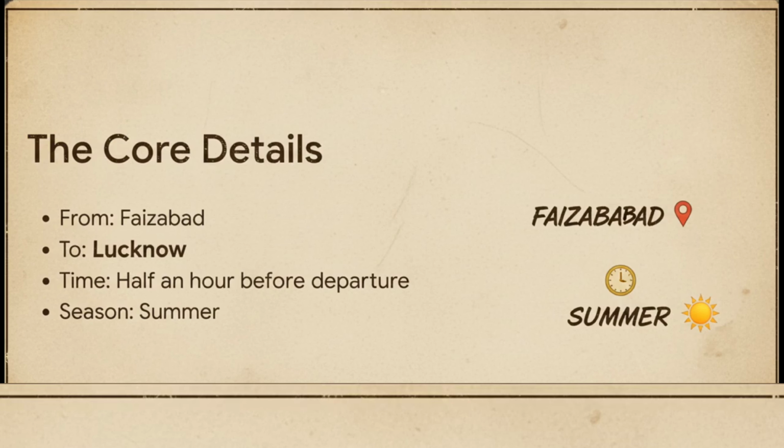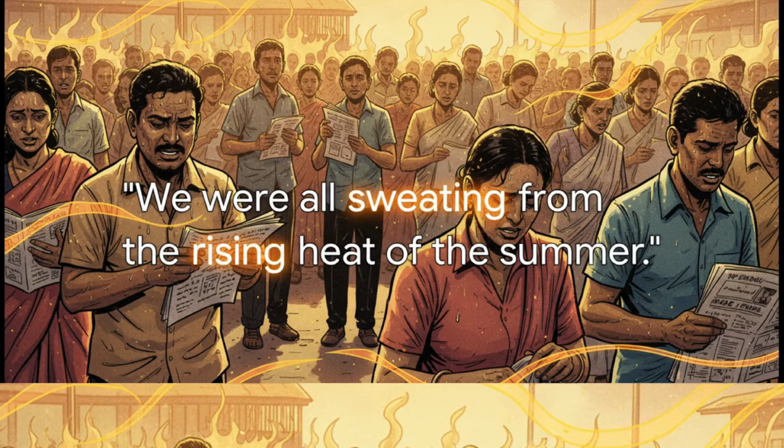So, he gives us these 4 core details. We know we're going from Faizabad to Lucknow. We know there's about half an hour to kill before the train leaves, and we know it's summer. Boom! Just like that, we're totally grounded. We know where we are, what's going on, and what season it is. Simple, but so effective.